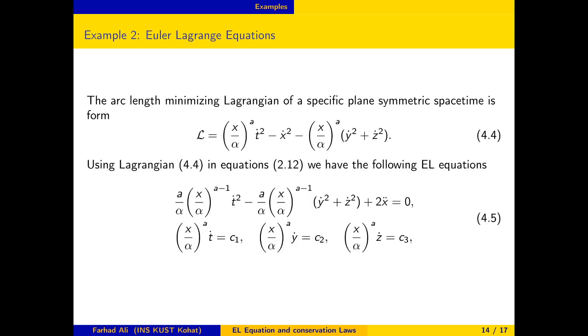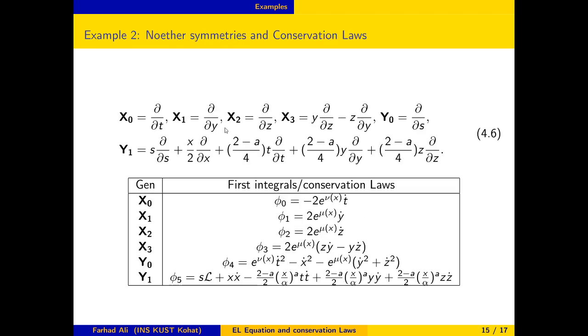Let's see. I think this Lagrangian admits 8 symmetries, but only six are given. But it doesn't matter. Find the Noether charges or conservation laws corresponding to only these six Noether symmetries using expression 2.20. So your homework is to find these conservation laws using these Noether symmetries in the second example and in the first as well.